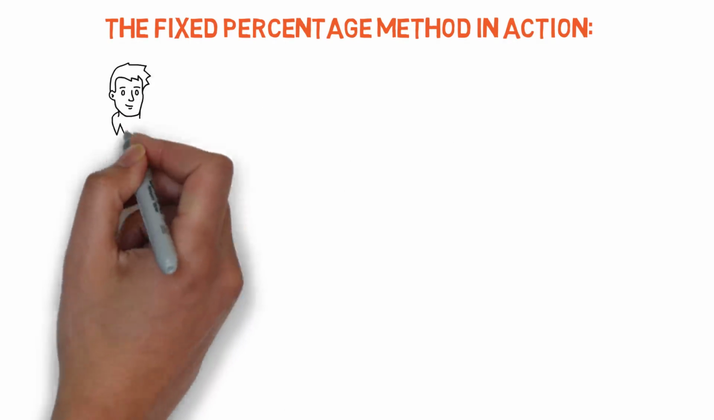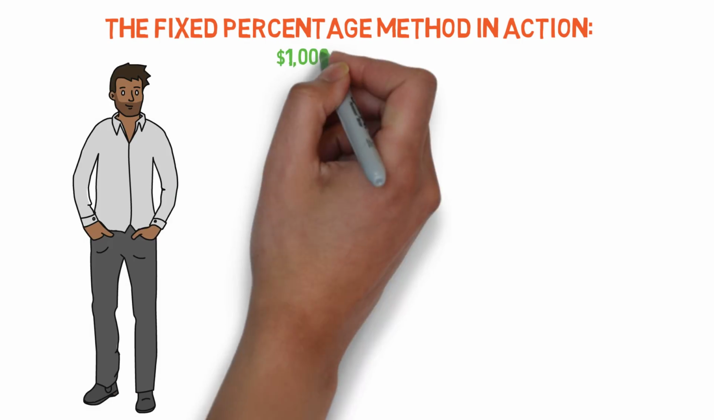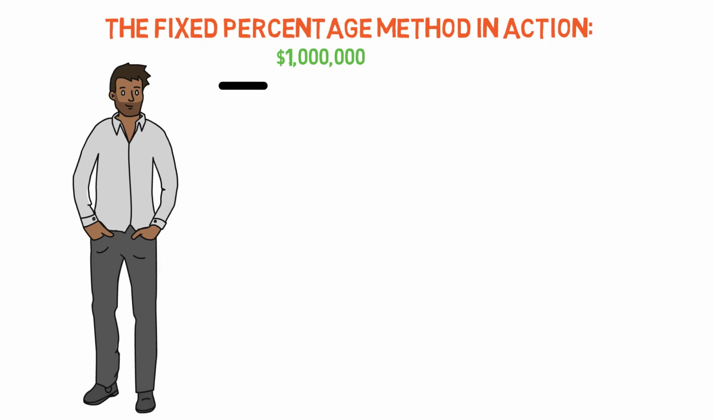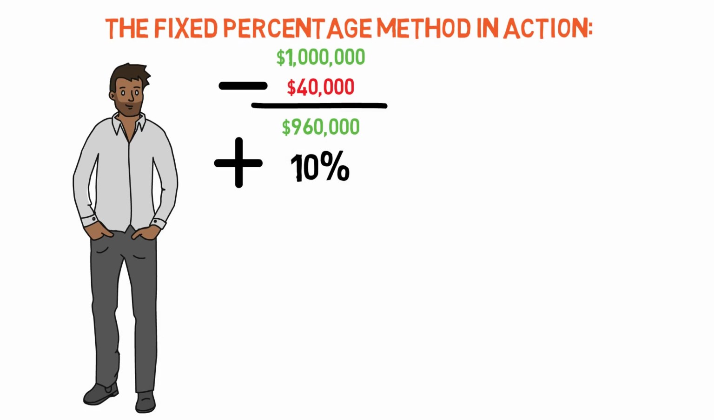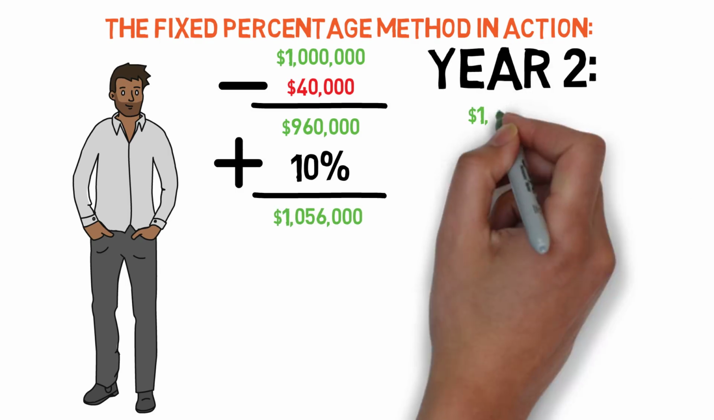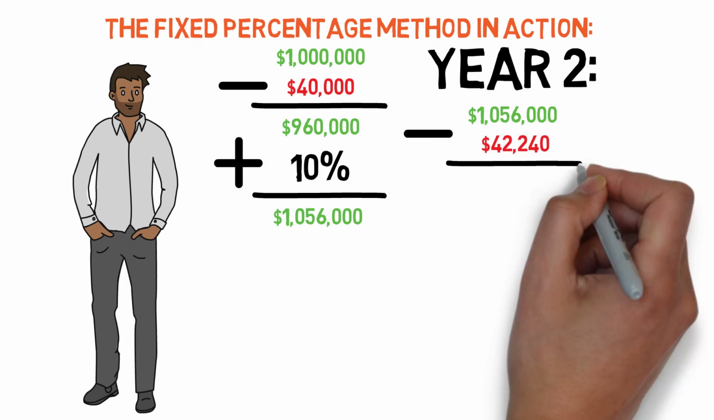Say John just wanted to withdraw 4% of his investments each year in retirement. Since the value of his investments was $1 million when he retired, he would withdraw $40,000 in his first year. That would leave him with $960,000 left over. If his investments went up by 10% that year, the value of his portfolio would be somewhere in the neighborhood of $1,056,000 at the start of his second year of retirement. Since he's withdrawing 4% of that, he would live on $42,240 in that second year.